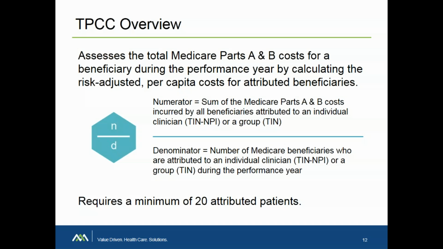And this looks at the total Medicare Part A and B costs for a beneficiary during the performance year. Essentially, CMS is going to take the cost of all the attributed beneficiaries for an individual or group and divide that total cost by the number of beneficiaries to reach an average total. Again, in order for a provider or group to be scored on this measure, they need to have a minimum of 20 attributed patients. So the next logical question there is, how does CMS attribute this?